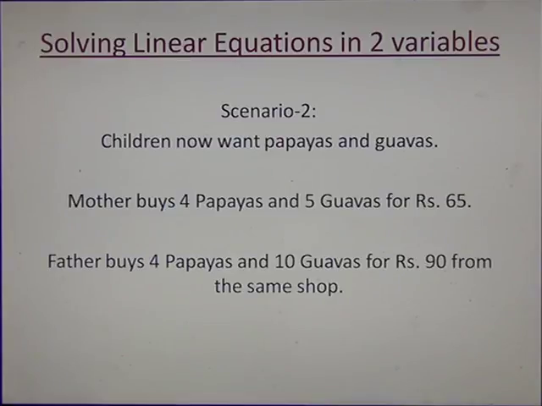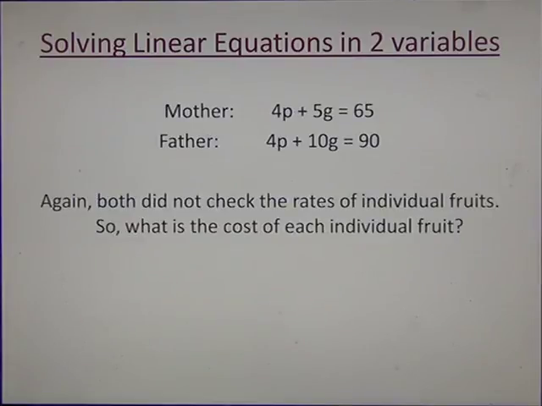Scenario 2. Children now want papayas and guavas. So mother buys 4 papayas and 5 guavas for 65 rupees and father buys 4 papayas and 10 guavas for 90 rupees from the same shop. Here we are saying the same shop because we want to drive home the point that the rates of the fruits are going to be the same in both the equations.